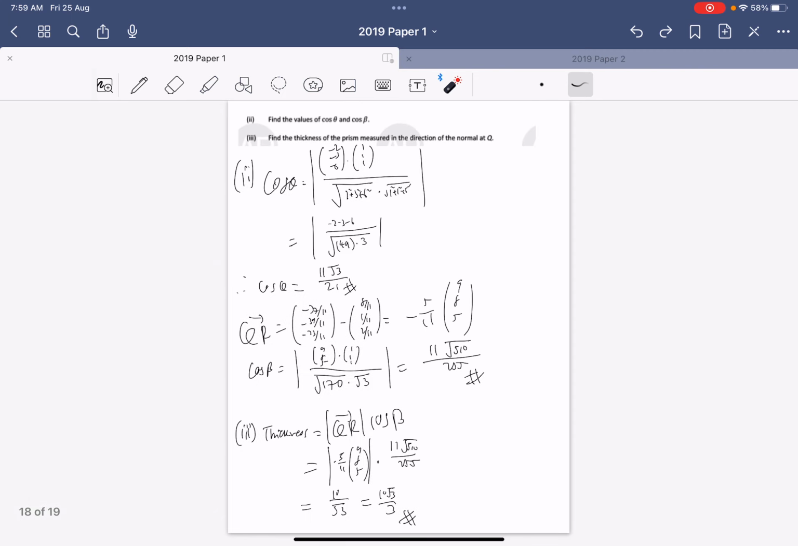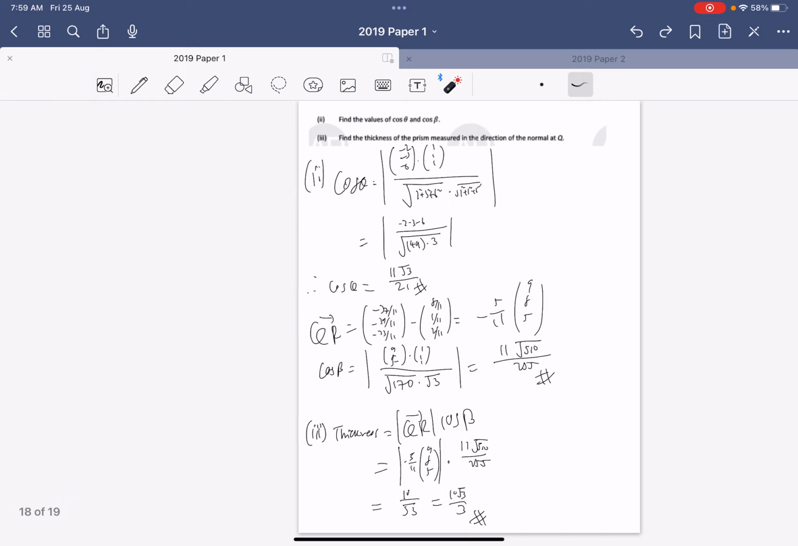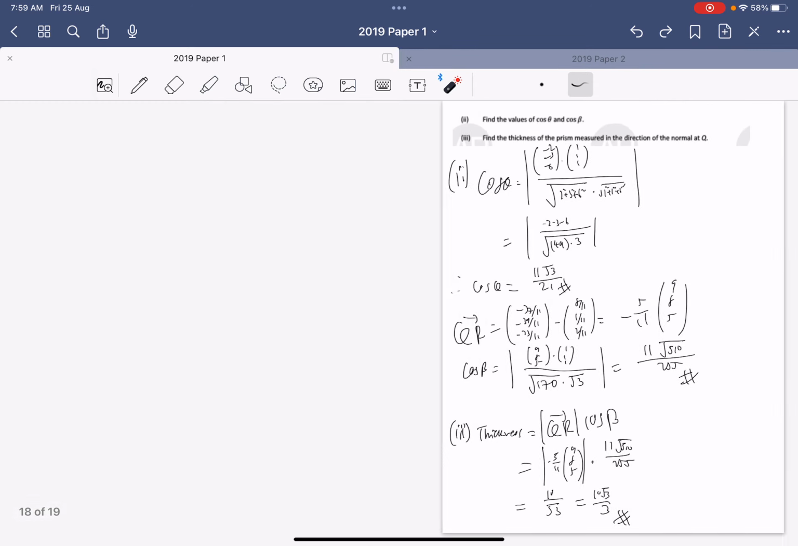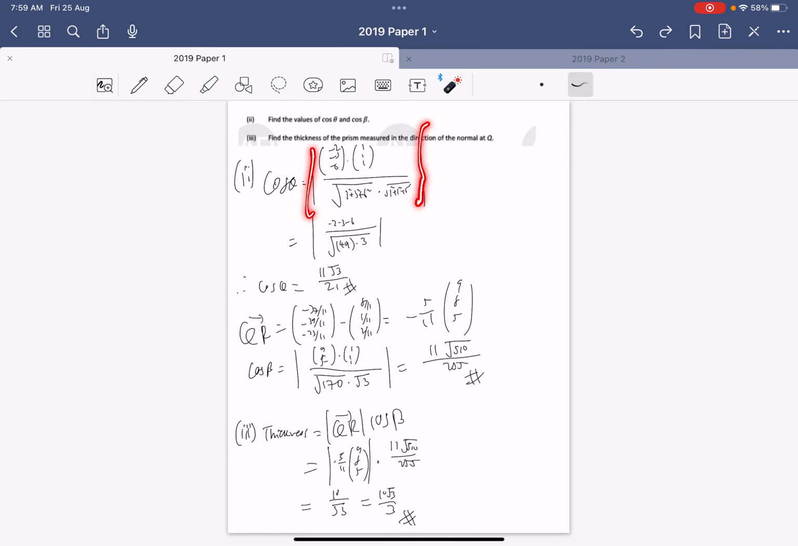As for the next part, now we are supposed to find the cosine theta, and theta we know is acute, so we just need to put the modulus using the formula. So the formula is the direction vector dot (1, 1, 1) over the length of the direction vector and the normal. In which case you just simplify and you get 11 square root 3 over 21.